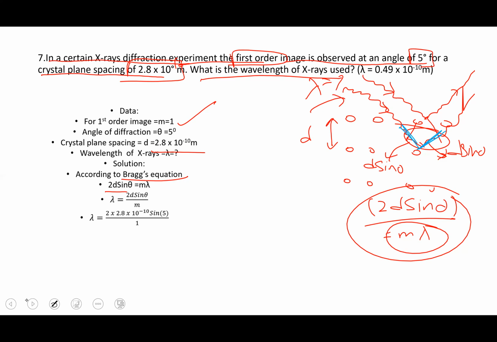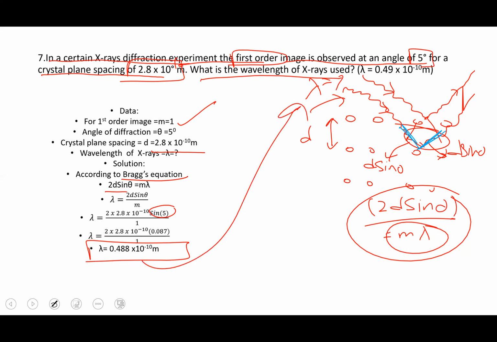Putting in the values, we get 2 into 2.8 into 10 to the power minus 10 sine 5 divided by 1. After taking the sine of 5, we get 2 into 2.8 into 10 to the power minus 10 into 0.087 divided by 1. So here is the value of lambda. That means this is the lambda which is striking the crystal plane. We can solve it by Bragg's law, which is 0.488 into 10 to the power minus 10 meters. So this is the wavelength of that X-ray. Or we can say, in other words, rounding it off, it is going to be 0.49 into 10 to the power minus 10 meters.